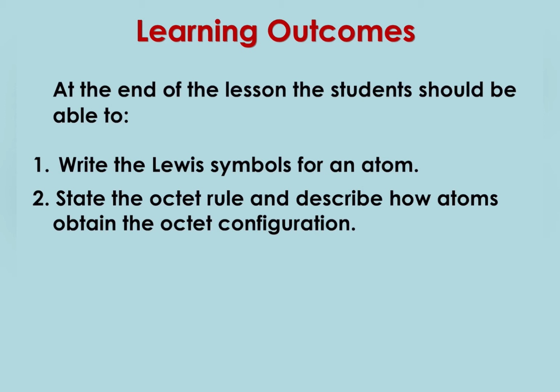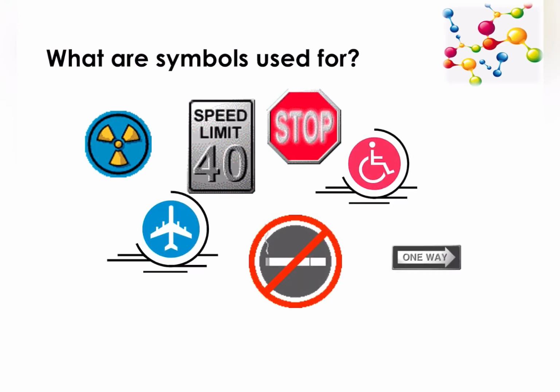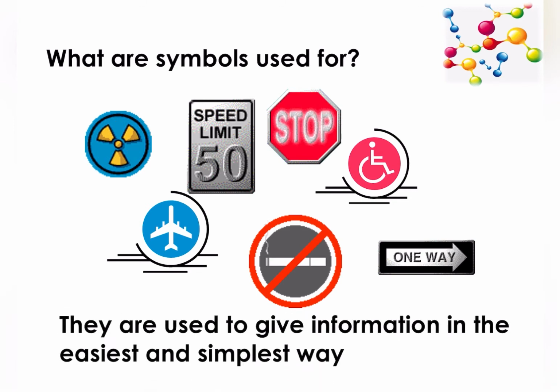At the end of this video, I'm going to focus on the first learning outcome, where we are going to learn how to write the Lewis symbols for an atom. As you see here, we got quite a lot of symbols around us, and we know that these symbols are used to give information and contents in the easiest and simplest way for us.